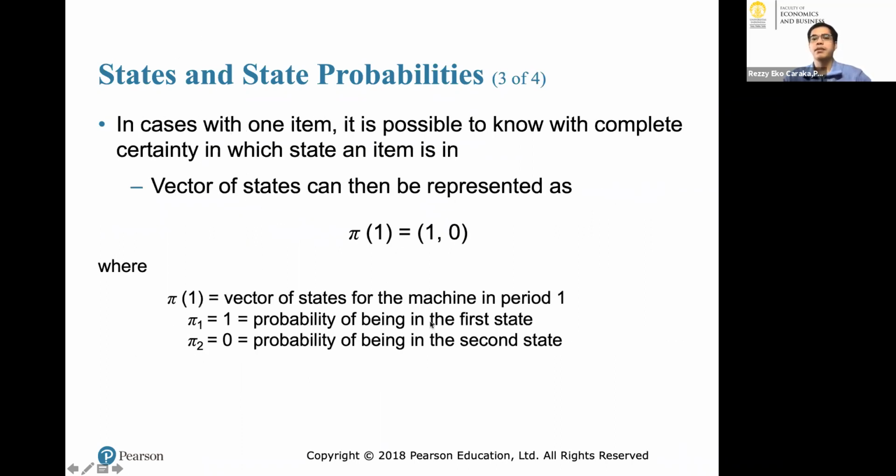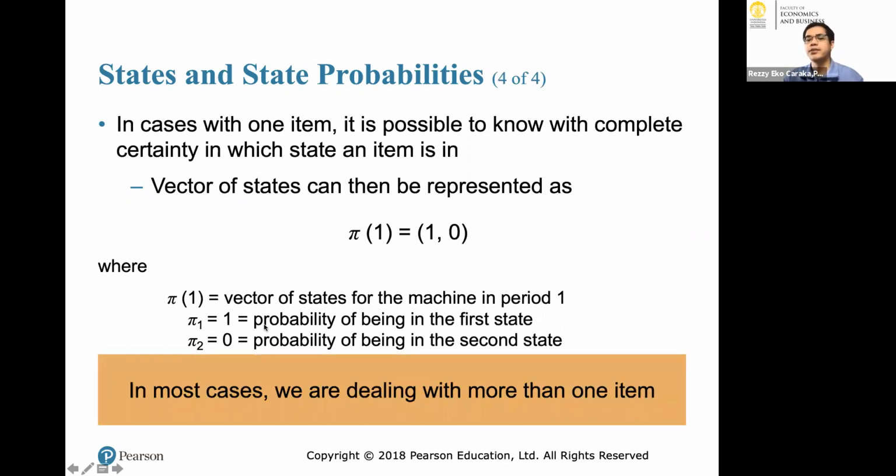So in this case, with time, it's possible to know with complete certainty in which state. That's why, when we talk about probability, it goes from 0 until 1. So probability will not be more than 1. These are the values of the probability. So P1 is the vector of state probabilities for the machine in period 1, in our state space. And P1 equals 1 means the probability of being in the first state. So if we start measuring the probability, state 1 should be 1. And the last is P2, the probability of being in the second state. So these are the basic criteria for how to measure the states in probabilities.